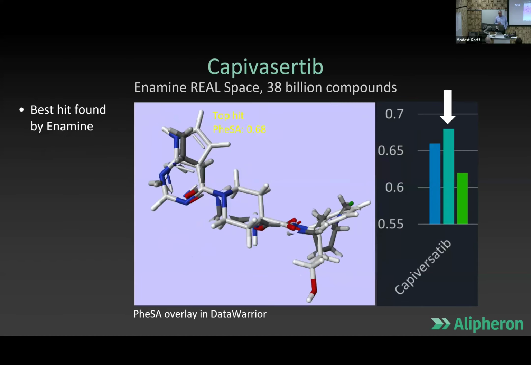The last example I want to show you today is capivasertib. Here we were searching the Enamine REAL space with 38 billion compounds. And like the hit before, we found an extremely good fitting hit, the best hit found for Enamine. And we have here an extremely good overlay of shape and pharmacophore points.